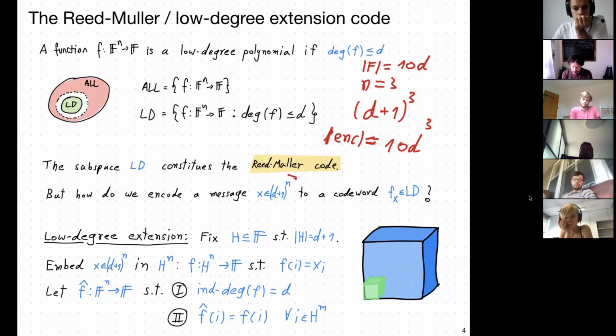I see a question regarding what I mean by x in, okay. This was supposed to be round brackets, so just the numbers from 1 to d plus 1. I want to take some message, a string indexed from 1 to d plus 1, and encode it. Okay, so that's the low degree extension code.